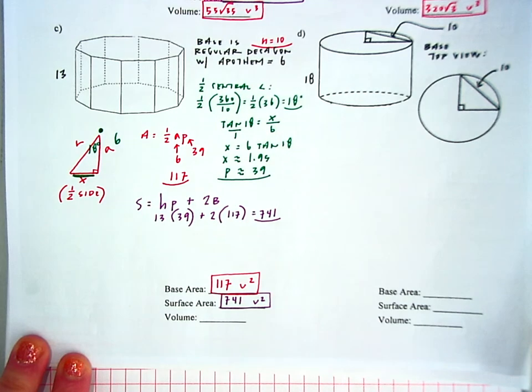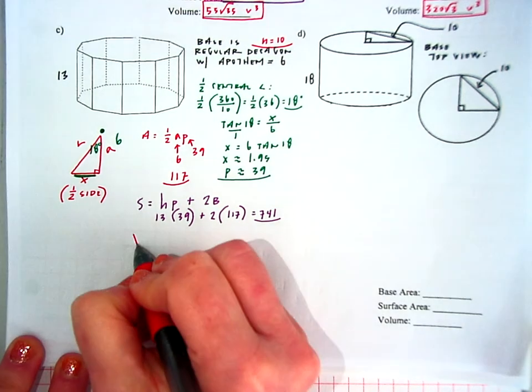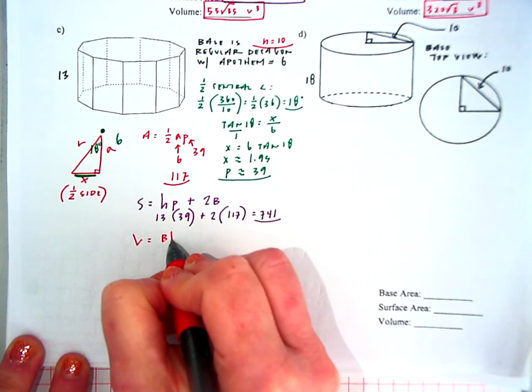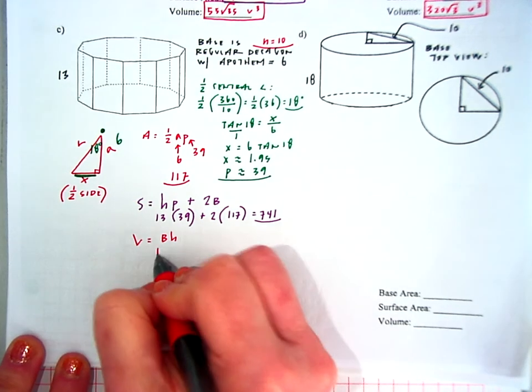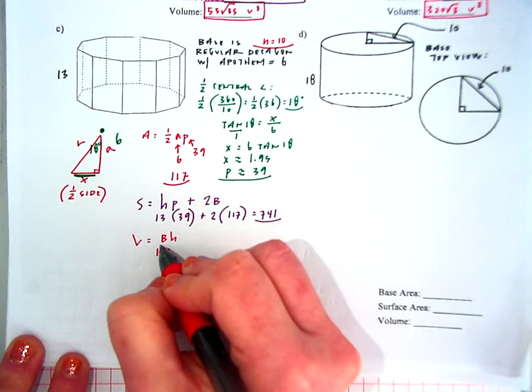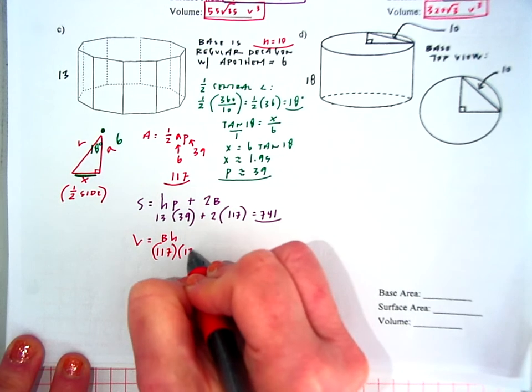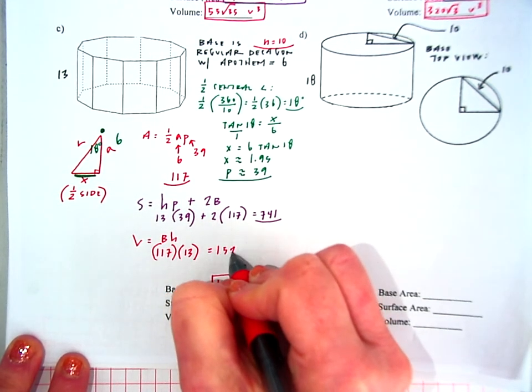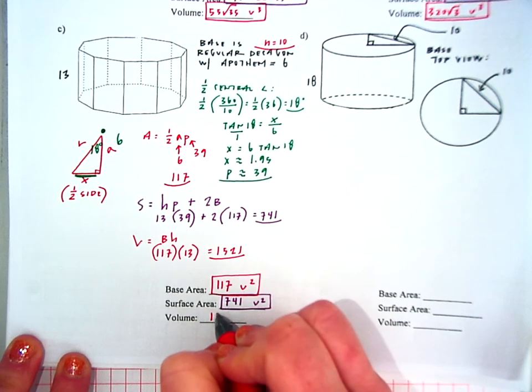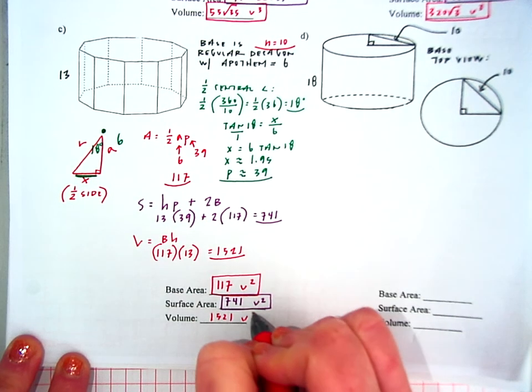Okay, volume, base area times the height. Okay, the base area, right, already solved for that, 117. And then height of the prism is the 13. So that gets me 1,521 units cubed.